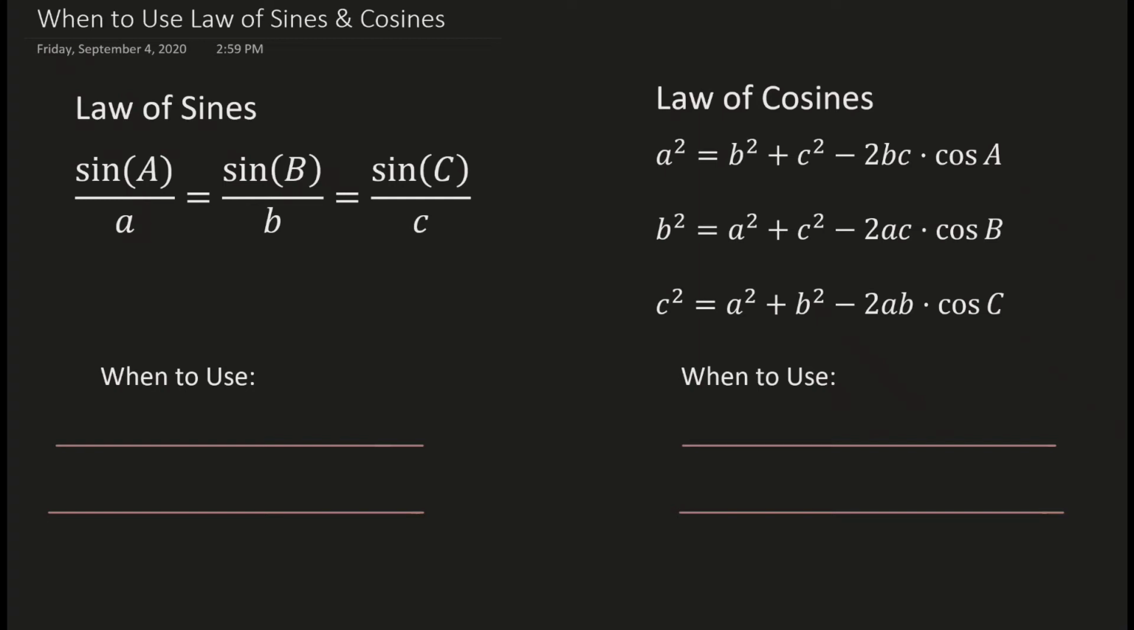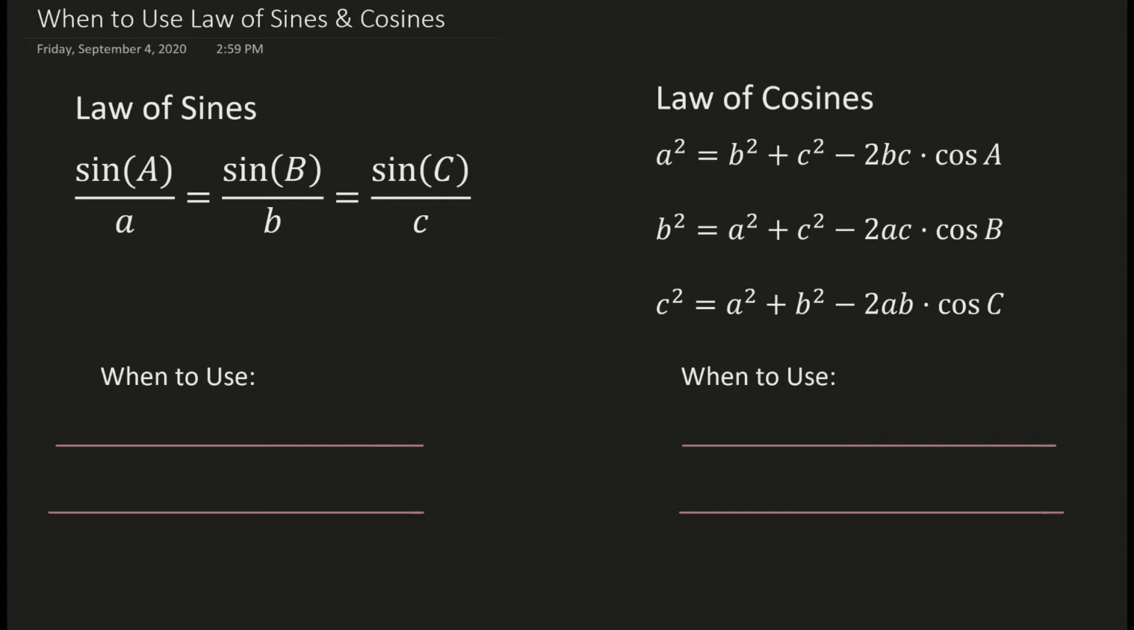Hey everybody. So in this video, we're going to be talking about when you should use law of sines or when you should use law of cosines. We remember this from former videos. We have the law of sines here. That's sine of A over leg A equals sine of B over leg B. And that also equals sine of C over leg C.